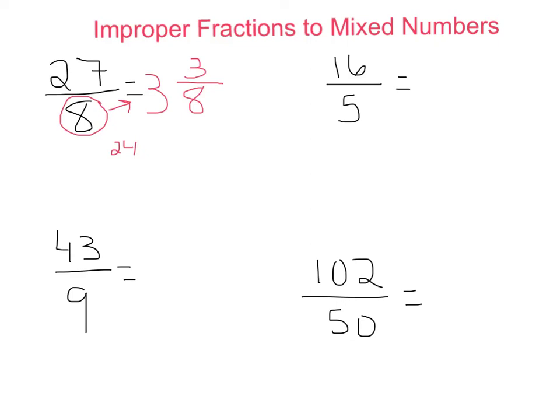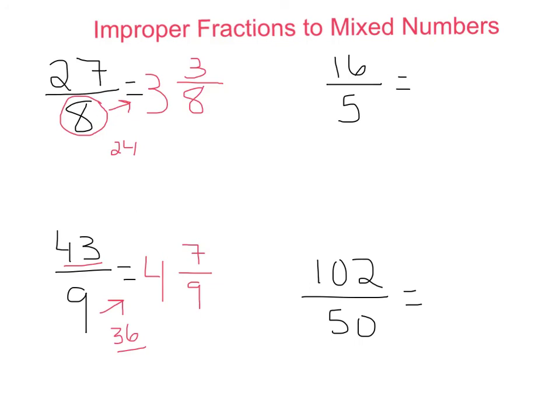Okay, let's look at 43/9. How many times does 9 go into 43 evenly? Well, 9 times 4 is 36, so it goes in there 4 times evenly, and 9 times 4 is 36. So now 36 is how many away from 43? It is 7 away, and then you keep the denominator of 9. 4 and 7 ninths.